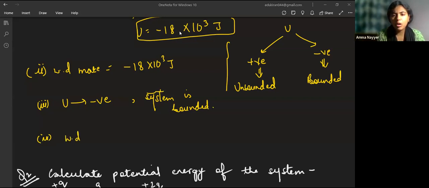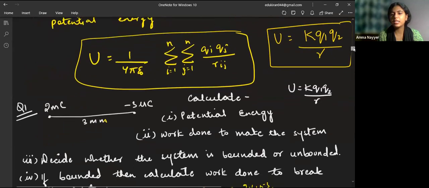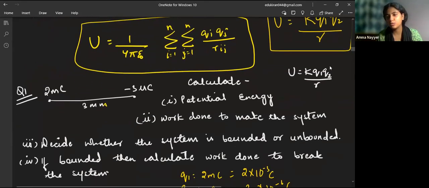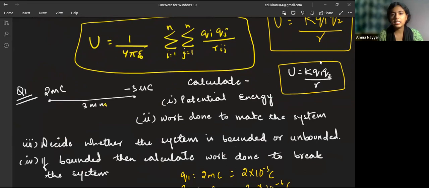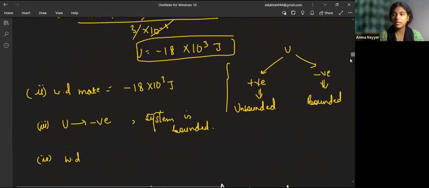But the formula of V is equal to KQ by R. Why did we use KQ1Q2 in the question? That is potential; KQ by R is potential. The question wasn't saying potential, it is saying potential energy. Whose formula is this? Clear, Shahid? Potential and potential energies have a difference.